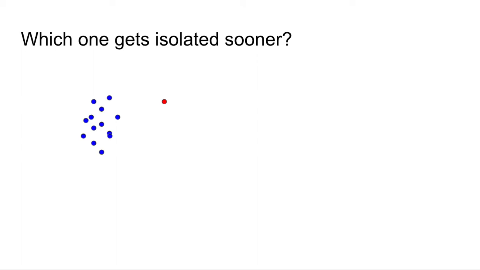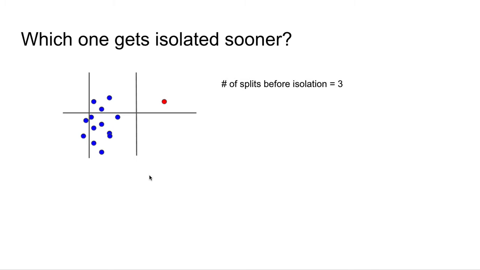Okay, let's start the random split maybe by this vertical line. Then probably the next split is like this and it's in the horizontal axis, or the second feature. And maybe the third random split is like this, and you see at this point this red point is already isolated. So the number of splits before isolation for this case is 3. So it takes 3 times in this case to isolate the red point.